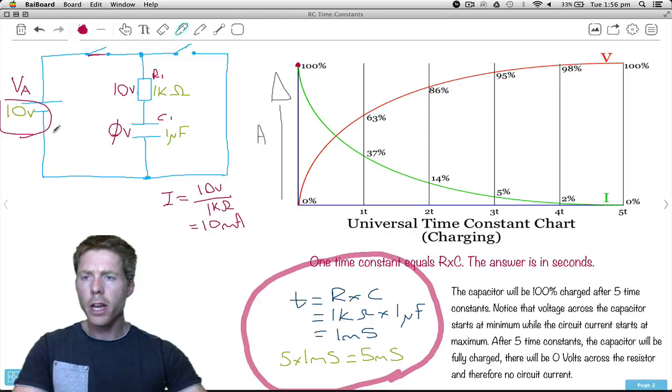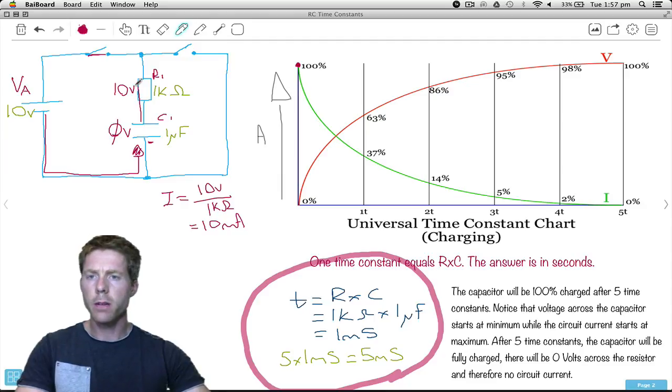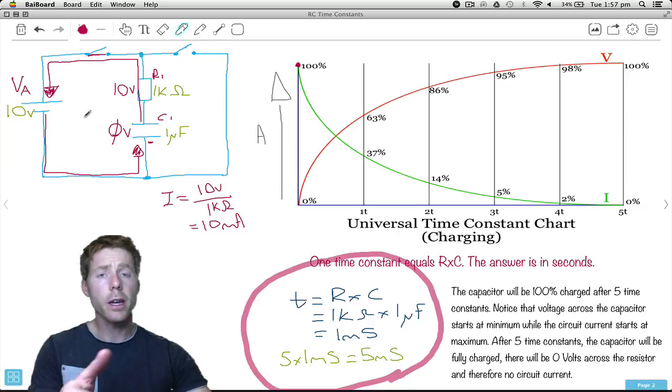Okay, but now that we do have current flowing in the circuit, that means electrons are going to start building up over here and starting to go a little bit negative. At the same time, electrons are leaving the top plate. In their place, there's going to be way more holes than electrons.